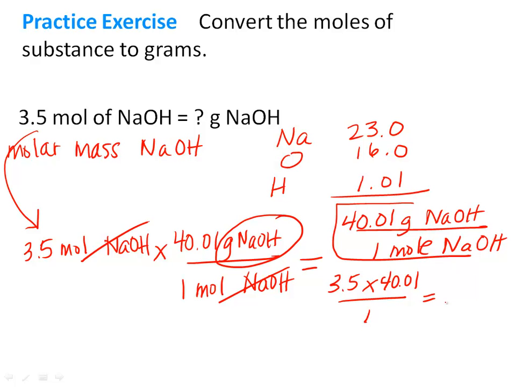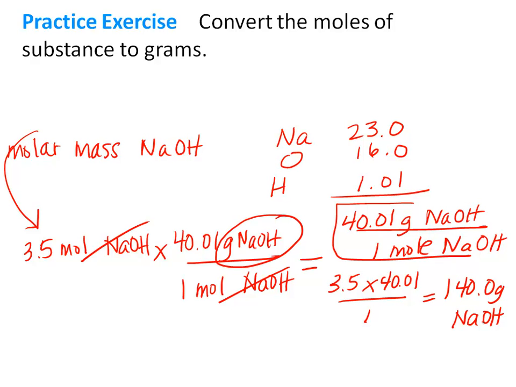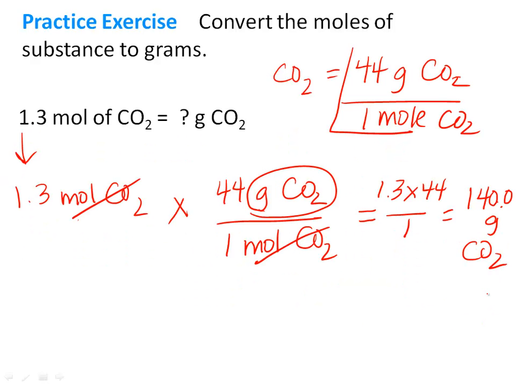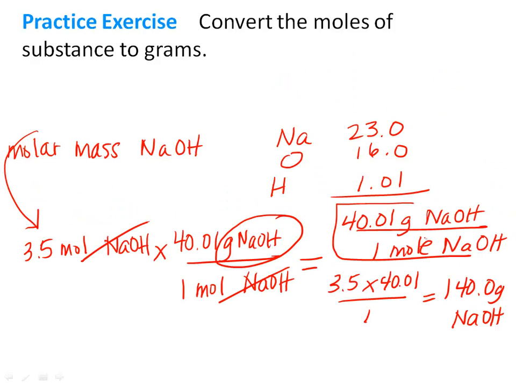140 grams. Oh, and I got that other problem wrong. Grams of NaOH. Awesome. So I'm going to go back to this problem here, and this answer is incorrect. I said 140 grams, but this should actually be 57.2 grams. 1.3 times 44 is 57.2 grams. And you guys can double check that on your calculators also. All right, so there we go.